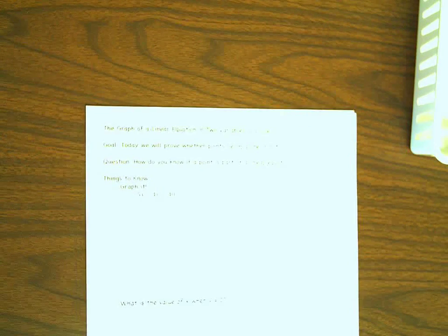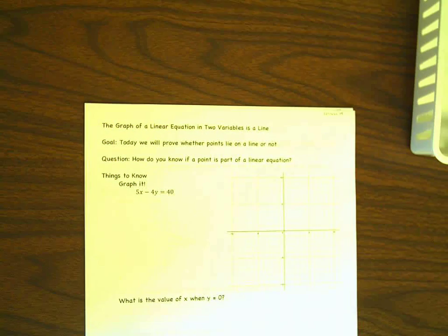And our lesson for today is called The Graph of a Linear Equation in Two Variables is a Line. The graph of a linear equation in two variables is a line. Our goal for today: we will prove whether points lie on a line or not. The question: how do you know if a point is part of a linear equation? The only way that you can know this is if you graph it and prove whether it sits on it or not.